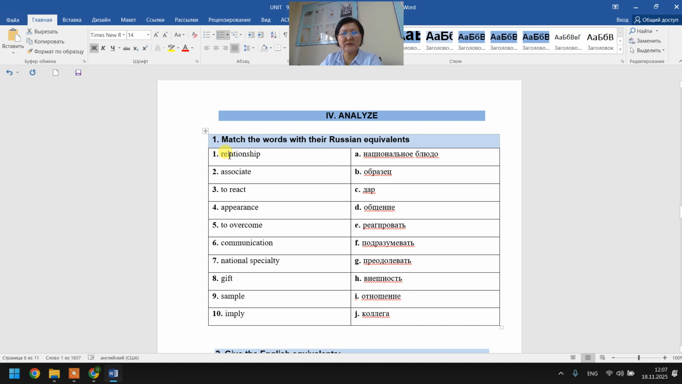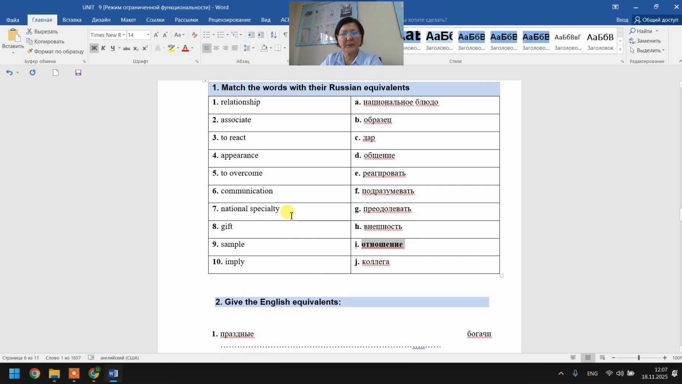The first word is given here, the relationship, and your task is to find the right equivalent of this word. As we know, relationship in this case is отношения. Now, this is the right version of this word. Okay, now start finding, matching the equivalents of the given words.